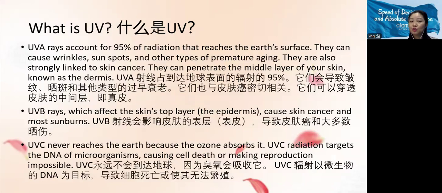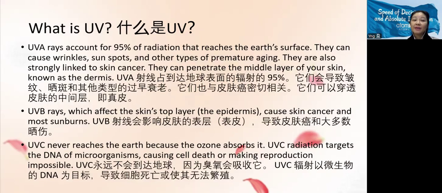So, what is UV? UVA rays account for 95% of radiation that reaches the Earth's surface. They can cause wrinkles, sunspots, and other types of premature aging. They are also strongly linked to skin cancer. They can penetrate the middle layer of our skin known as the dermis. Whereas UVB rays affect our skin's top layer, which is the epidermis, and cause skin cancer and most sunburns.